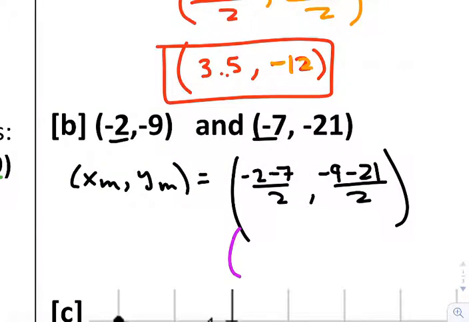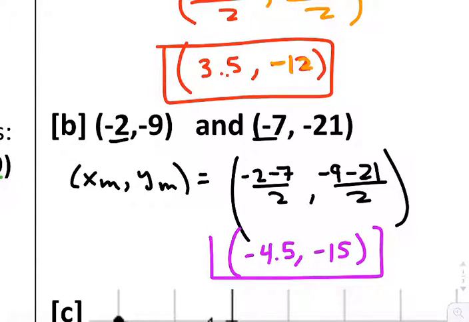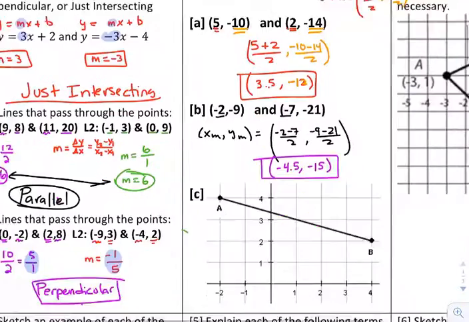Let's do this. Negative 2 minus 7 is negative 9. Cut that in half, you get negative 4.5. Negative 9 minus 21 is negative 30. Cut that in half, we have negative 15. Okay, and that'll be the y value for the second one, or the midpoint for the second one.